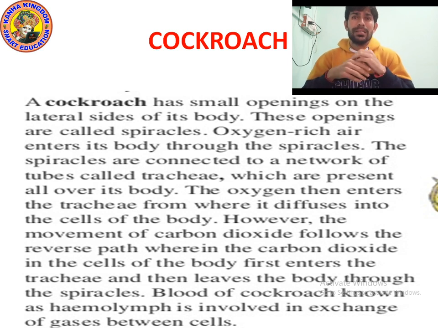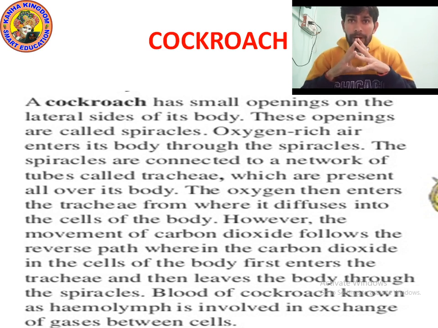Blood of cockroach, known as the hemolymph, is involved in exchange of gas between cells. So, remember the oxygen rich air enters through the spiracles. It reaches the trachea, which is a network of tubes. Through trachea, it reaches the cells of the cockroach, and the carbon dioxide which comes out from the cells goes into trachea, and from trachea it goes into spiracle, and from spiracle it goes out into the environment.